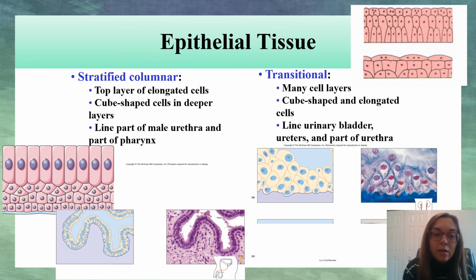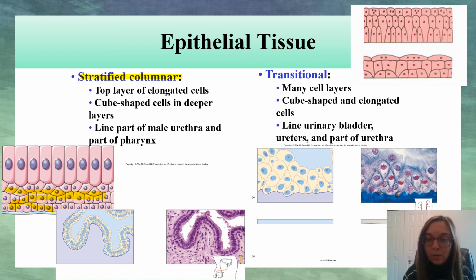Now we're on to stratified columnar. Stratified means multiple layers, columnar means they're taller, elongated cells. And with these multiple layers, we actually see cube-shaped cells deeper. You can see that in this image here, that as we go deeper into the layers, there are cube-shaped cells, but it's still considered stratified columnar. They line parts of the urethra in the male and part of the pharynx, which is in the mouth area.